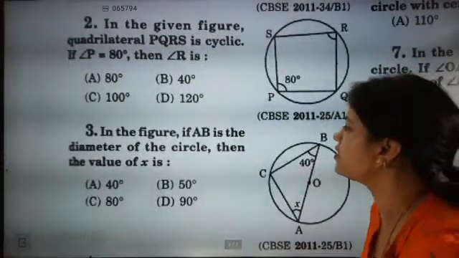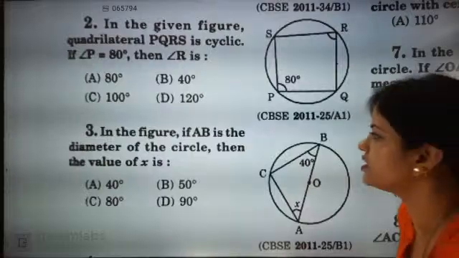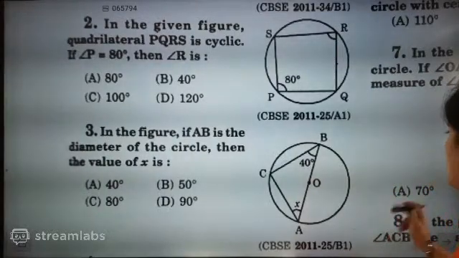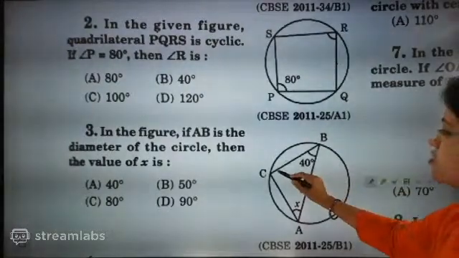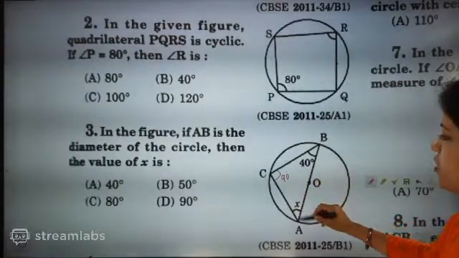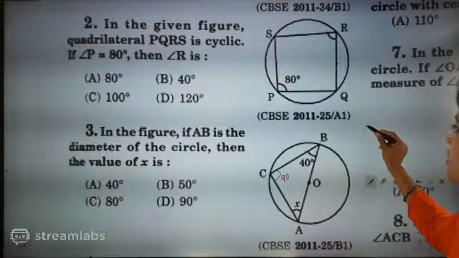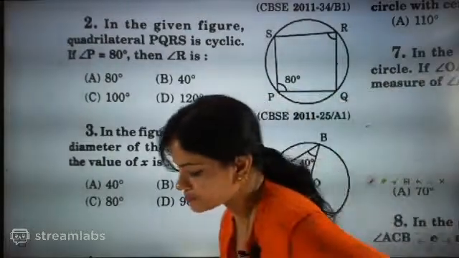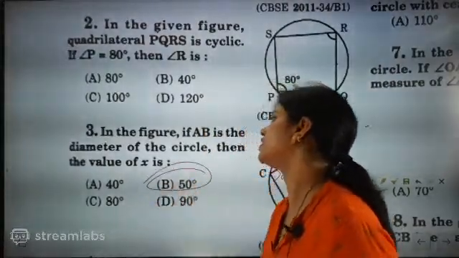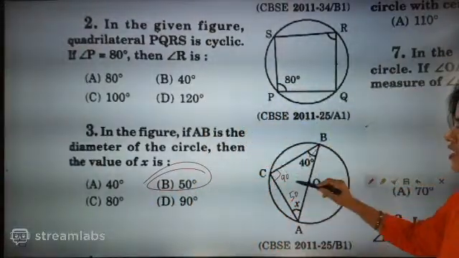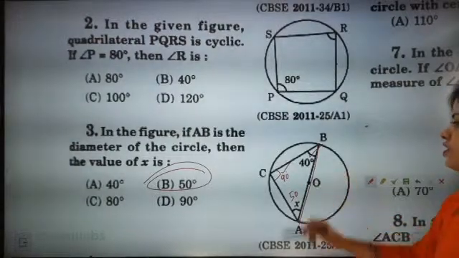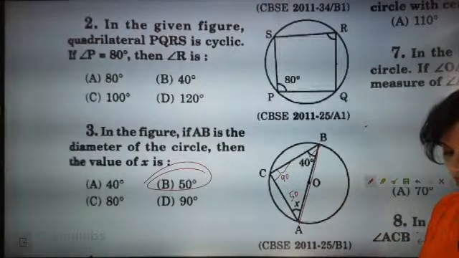Now in the given figure, if AB is the diameter of the circle, then what is the value of x? Since AB is the diameter, we know this is going to be 90, this is 40, and this is x. So 180 minus 130, x will be 50 degrees. Yes, B is the correct answer, because here 40 is there and we know that the angle on a semicircle is a right angle. So 40 plus 90 is 130, and the remaining part is 50.